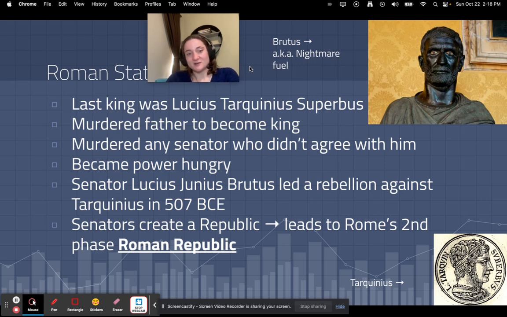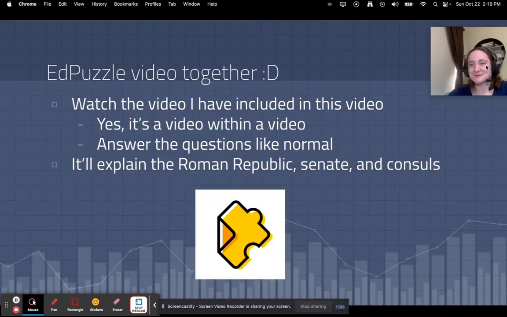So that's where this senator, Lucius Junius Brutus, led a rebellion against Tarquinius in 507 BCE. And the senators created the republic. They're like, we're done with kings. We don't want any more Superbuses. That was awful. And so they create something called the Roman Republic, which begins Rome's second phase. Here's a statue of Brutus that's creepy. Super creepy. Great statue, super creepy.